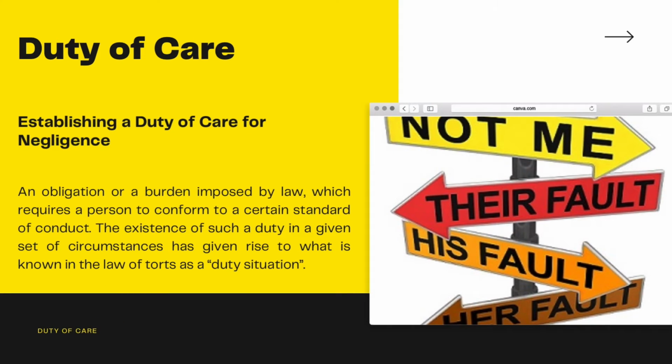Duty of care. Duty of care is an obligation or a burden imposed by law, which requires a person to conform to a certain standard of conduct. The existence of such a duty in a given set of circumstances has given rise to what is known in the law of torts as a duty situation.